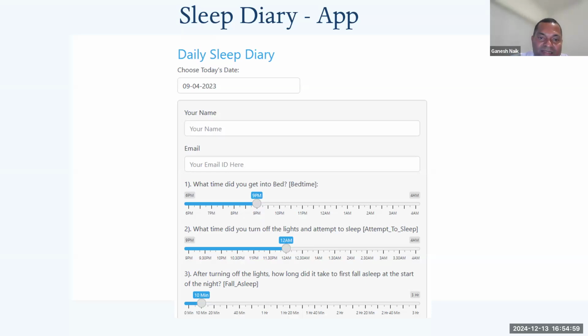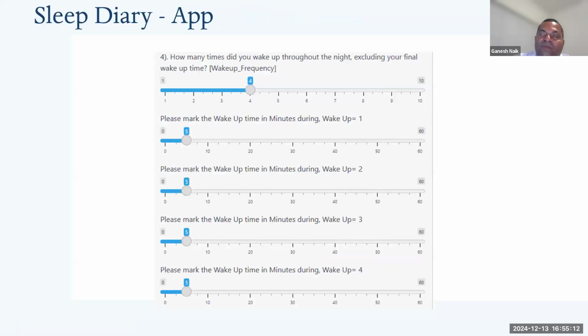I developed it with the help of a clinician. It asks several typical questions, like what time did you go to bed, what time did you turn off the light, and what happened after turning off the light. One problem with the traditional sleep diary is that people can be reluctant or lazy and may enter wrong information. For example, they may say they went to bed at 10 o'clock but turned off the light at 8 o'clock, which gives false readings. I avoided that here.